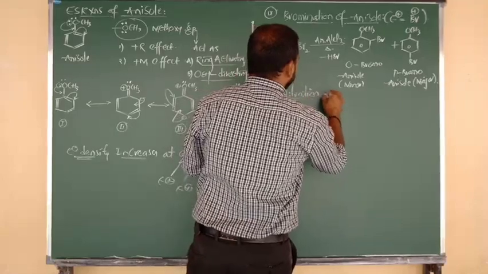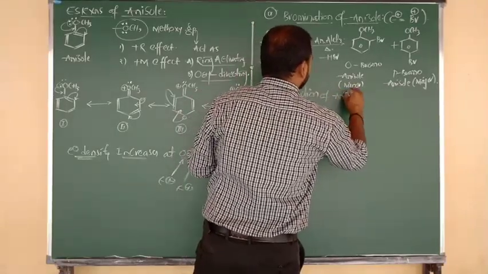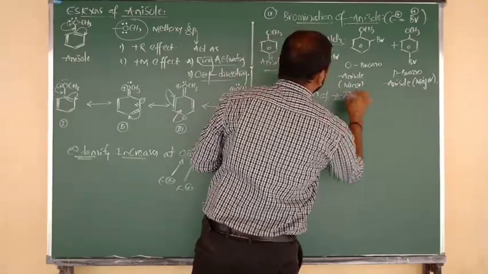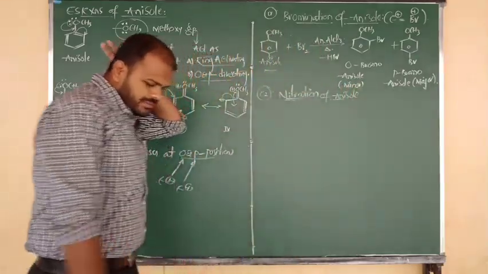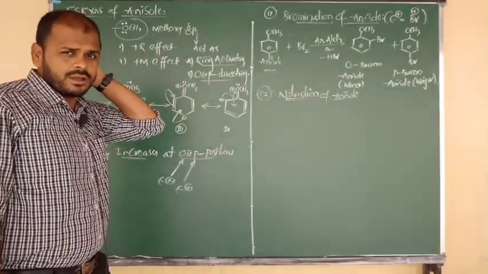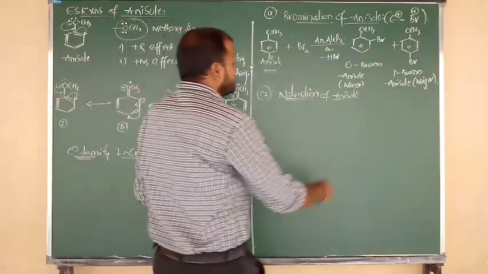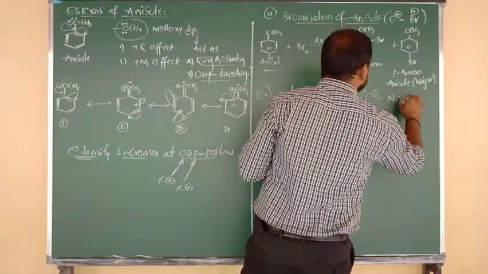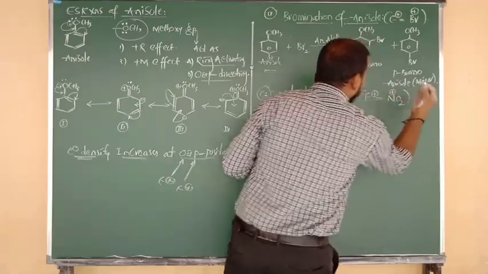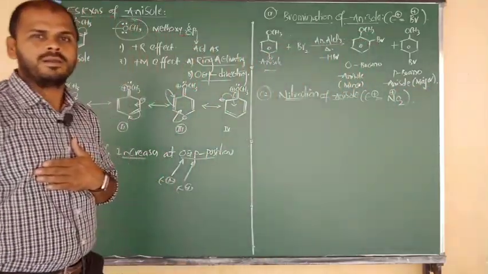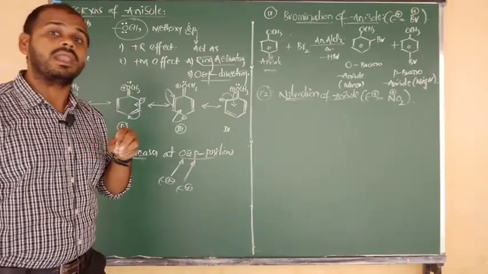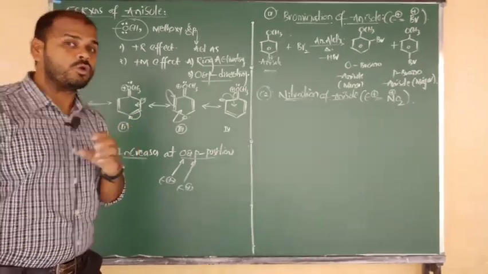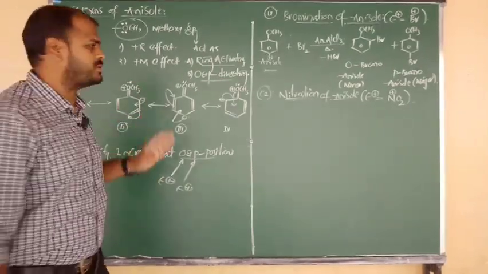Nitration of anisole. In that nitration process, first of all we have to know what the electrophile will be. The electrophile is nothing but the NO2 plus ion, the nitronium ion. It acts as an electrophile and attacks at the ortho position and para position.